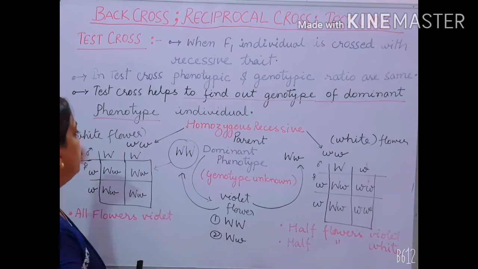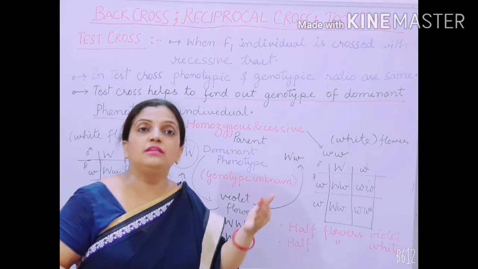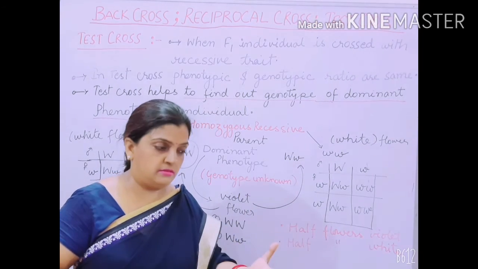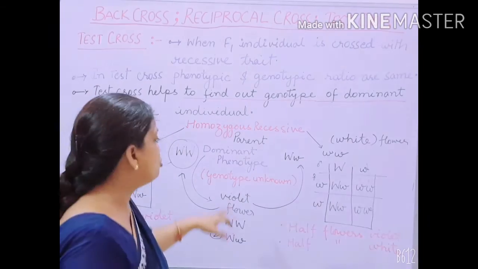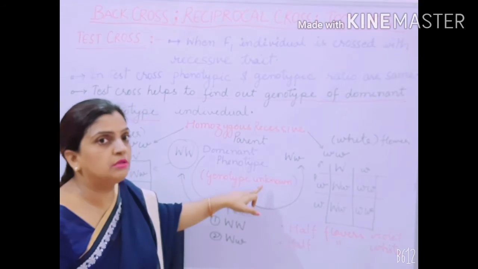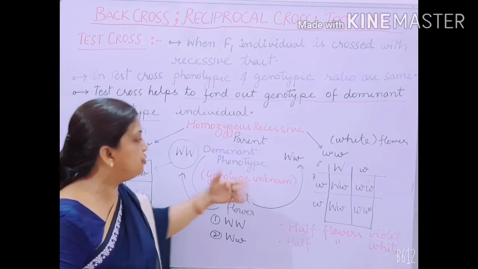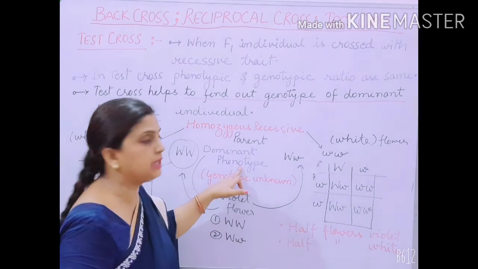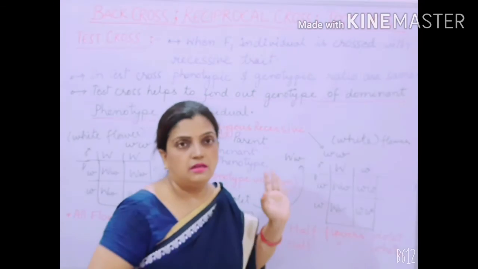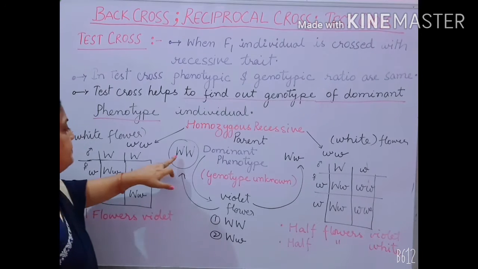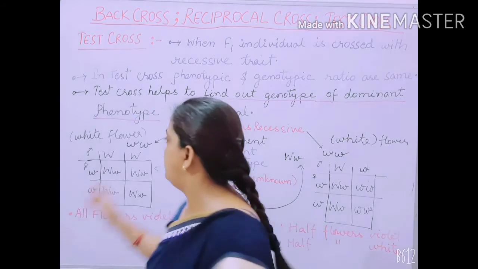Now, why is this done? It is done to know which dominant gene is present in the offspring, that is, which genotype is present for the dominant phenotype. To get the answer to that question, your cross is made with the recessive parent. So here the recessive gene for white is small w and small w.